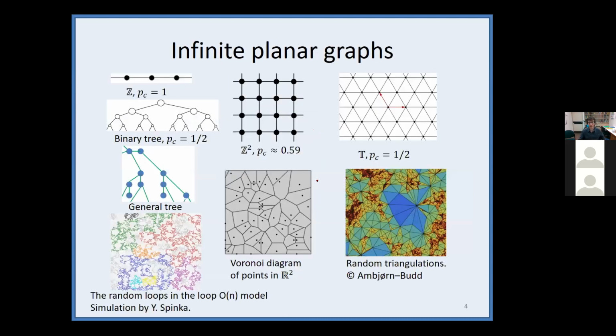Okay, and as I said, we will focus on infinite planar graphs. There are structured graphs, Z, the binary tree, Z squared, the triangular lattice T, but there are also unstructured graphs, a general tree, a Voronoi diagram, random triangulations, which I guess in this seminar feature many times. And also what was the motivation for me, the loops of the loop O(N) model, they themselves form an interesting graph. So we will be talking about infinite planar graphs.